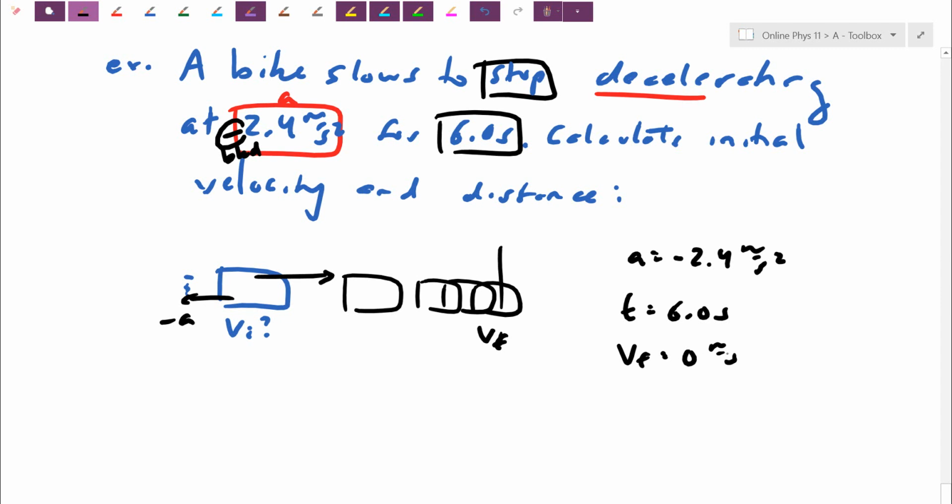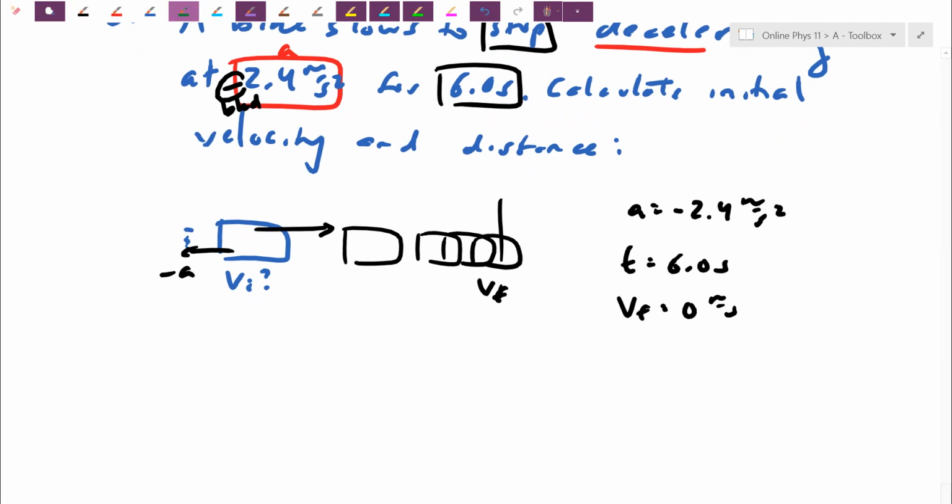I can look at my kinematic equations to see which formula I can use. So let's try it out here. I'm going to do vf equals vi plus at. If I have 3 out of the 4 variables, I can solve for the remaining one. I'll leave you with that question. See if you can plug your way through the vf, the vi. You can solve for the vi.